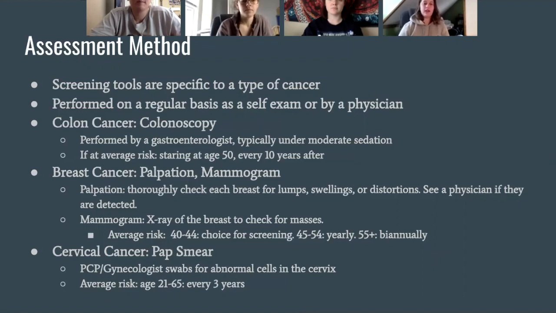For colon cancer, a colonoscopy will be performed by a gastroenterologist, and it's typically done under moderate sedation. And if you're at average risk, you'll start getting these at age 50 and then every 10 years after that.